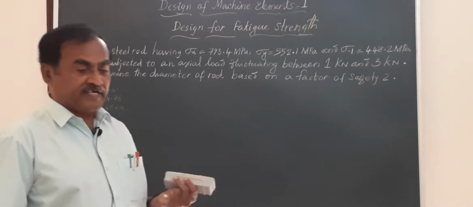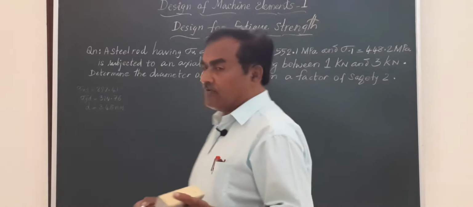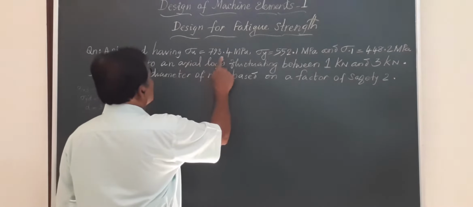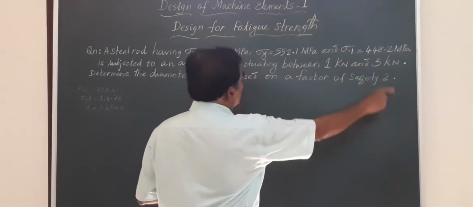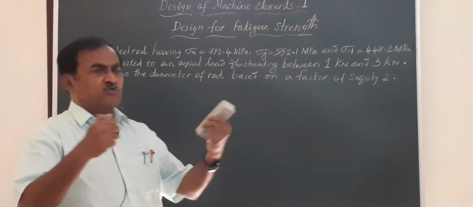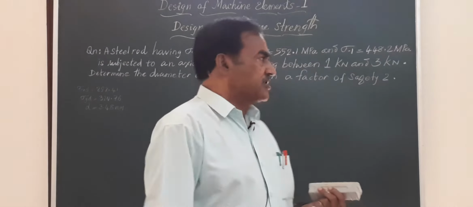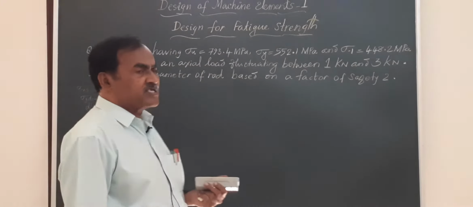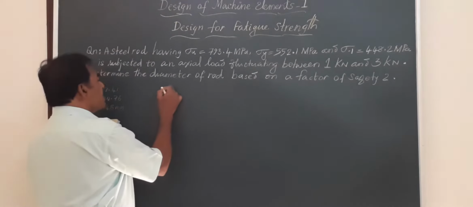on these fluctuating loads. Friends, here in this problem we have a steel rod having sigma u, the ultimate tensile strength, the yield value 552.1 and the endurance stress is 448.2 MPa, and this is being subjected to a fluctuating axial load varying from 1 kilonewton to 3 kilonewton. See, for all such problems, friends, we have to use what is called the Soderberg equation. So for axial loads, I'll just start with this.